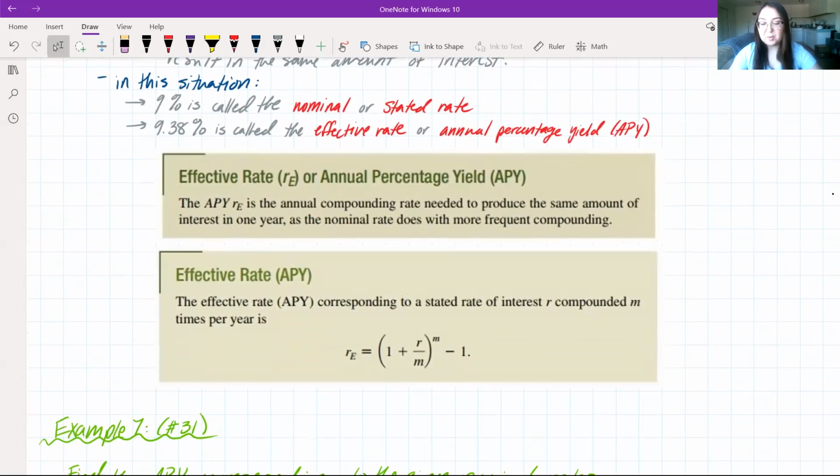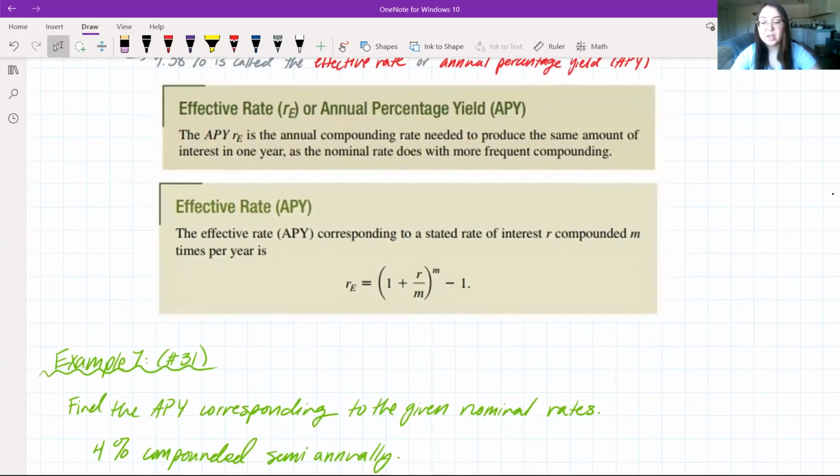All right, so your APY, or your effective rate, R sub E, is the annual compounding rate needed to produce the same amount of interest in 1 year as the nominal rate does with more frequent compounding. So your effective rate, APY, which corresponds to a stated rate of interest R, compounded M times per year is, and then we have our equation here. So our effective rate equation is going to be 1 plus R divided by M to the M power minus 1.